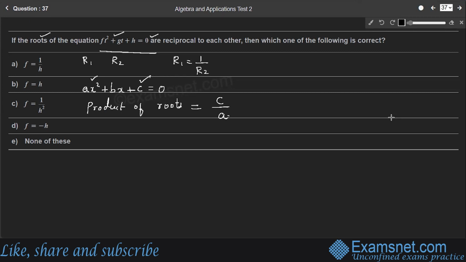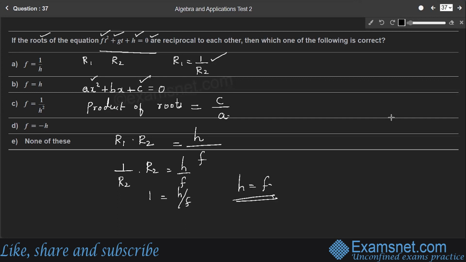So let us consider the product of the roots of the given quadratic equation. Here R1 into R2 is equal to, here we have h as the constant, divided by the coefficient of t square, which is f. So h by f. But R2 is 1 by R1, or R1 is 1 by R2, so the roots are reciprocal to each other. So in place of R1, can we write 1 by R2? 1 by R2 into R2 is equal to h by f. Therefore, 1 is equal to h by f, or h is equal to f. Therefore, option B is the right answer, right?